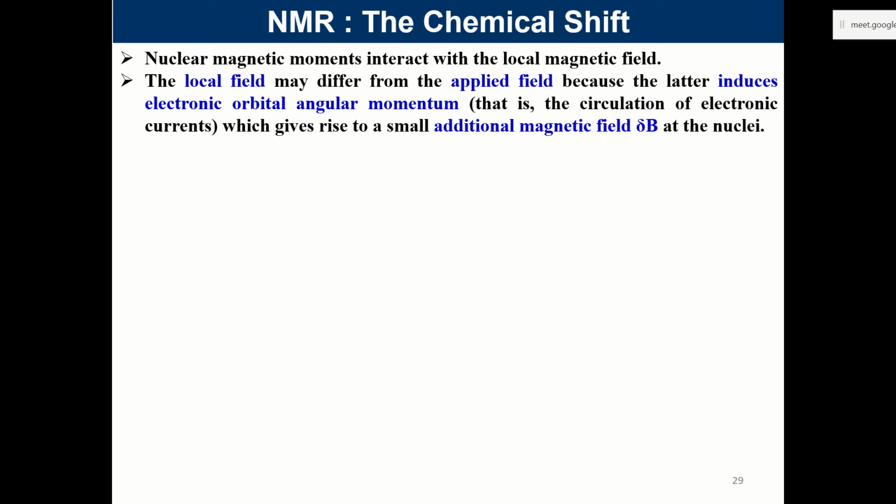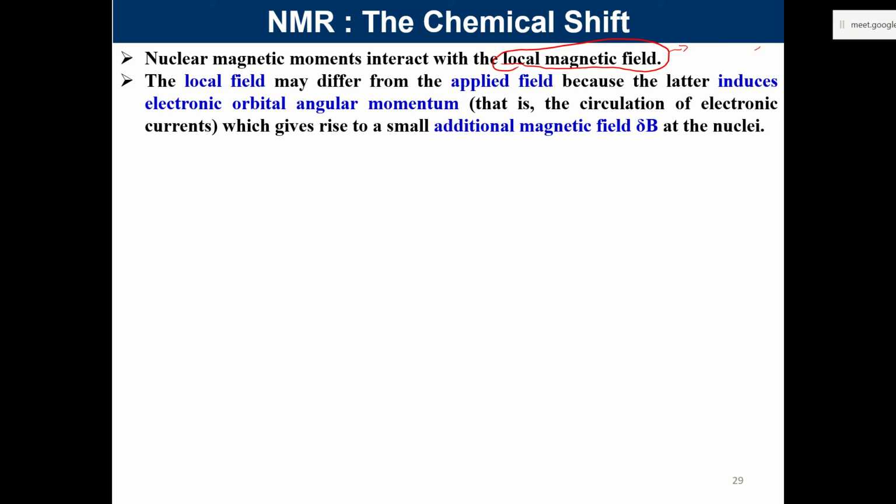interact with the local magnetic field. Whose? In a molecule, around the nucleus there are electrons, and they will also have their own field. So the local magnetic field is due to the local electrons and other elements in the environment. Primarily it is electrons: immediately around the nucleus you have electrons around it, so they will also have their own magnetic field.